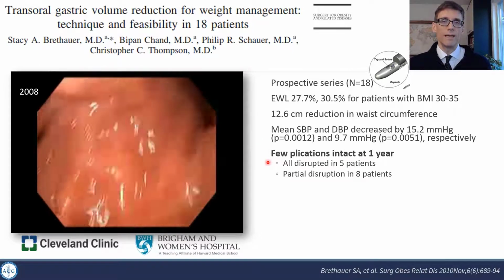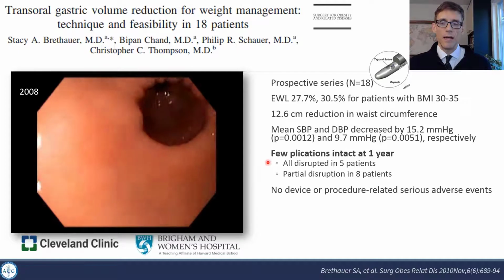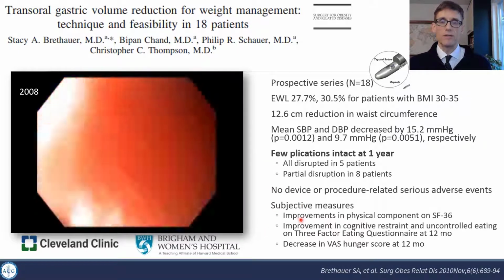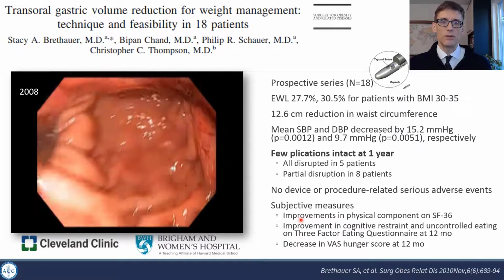Unfortunately, few of these plications were intact at 1 year, and despite improvement in various subjective measures, this was not successfully commercialized.